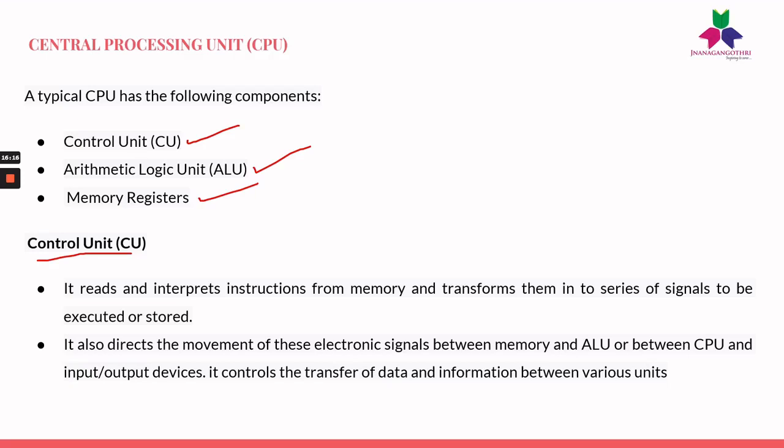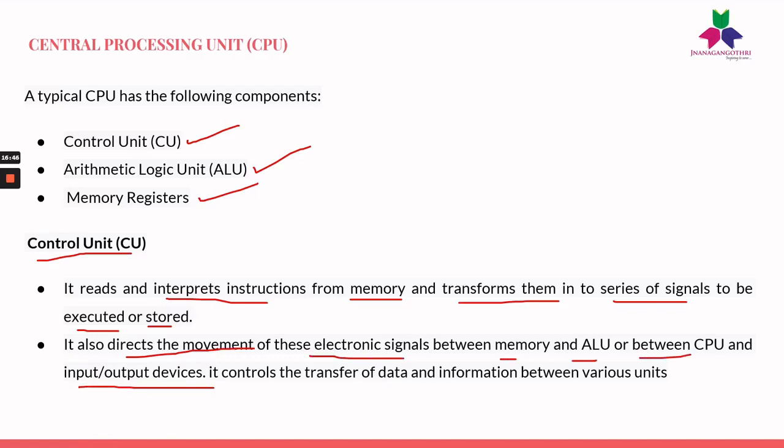The control unit reads and interprets instructions from memory and transforms them into a series of signals to be executed or stored. Another function is that it also directs the movement of these electronic signals between memory and ALU, or between the CPU and input-output devices.